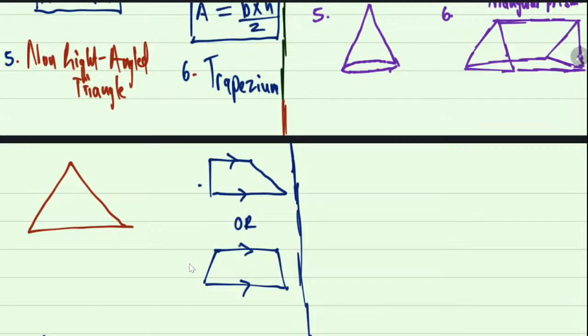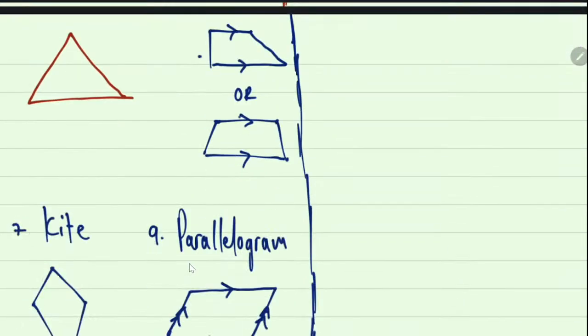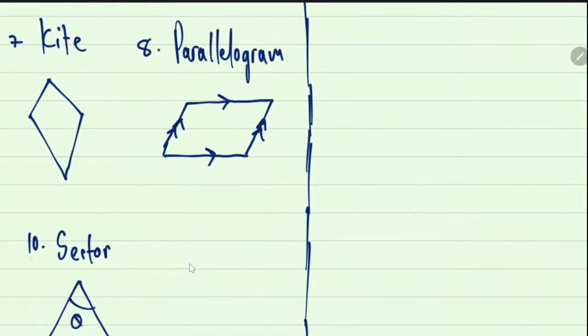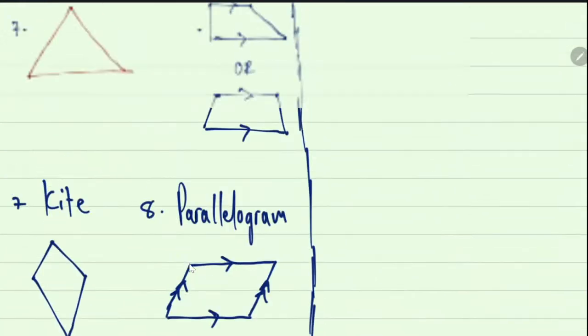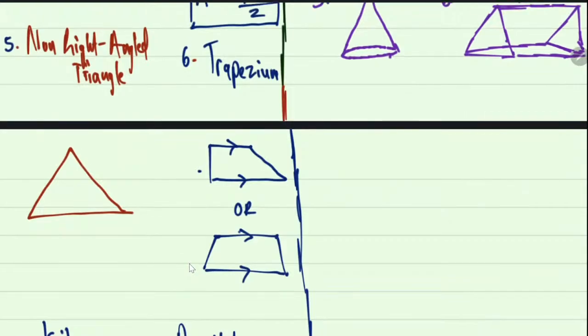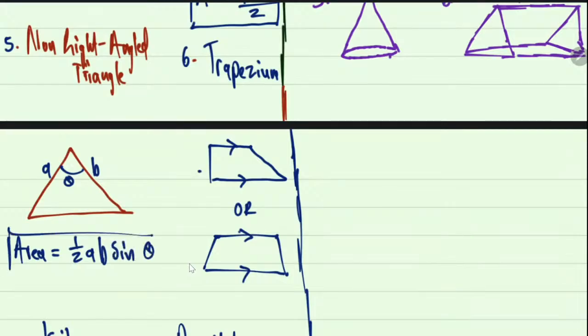Okay? So 7 is the kite. 8 is the parallelogram. 9 is the sector. For this guy, this non-right angle triangle, you must know A, you must know B, and you must know theta, the angle between them. And you say area is equal to half A, B, sine theta. Okay, you're going to write this formula down, then you use it. You're not going to let me down, guys. Don't let me down. Please, students, come on.